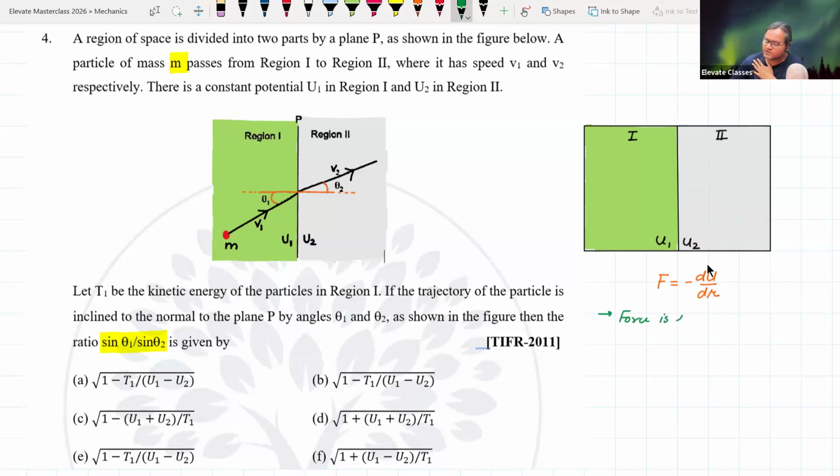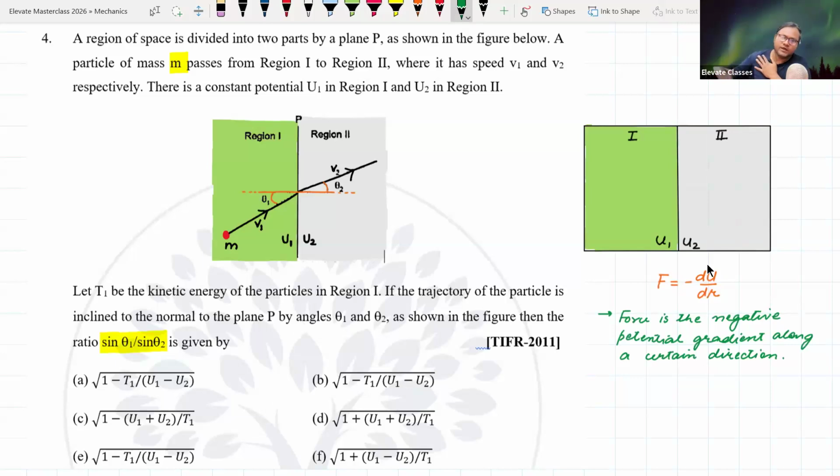Force is the negative potential gradient along a certain direction. For example, if I move something inside my room vertically, there is a force in the vertical direction, gravitational force. Therefore there is a potential difference there. But if I move something in my room horizontally from point A to point B at constant height, there is no force in that direction, therefore the potential is a constant. Okay? So the relationship between force and potential is given by this particular expression.